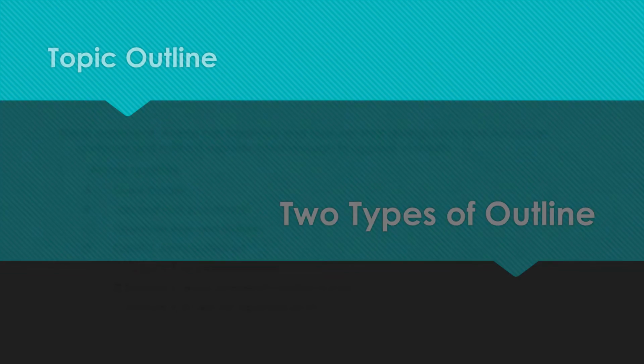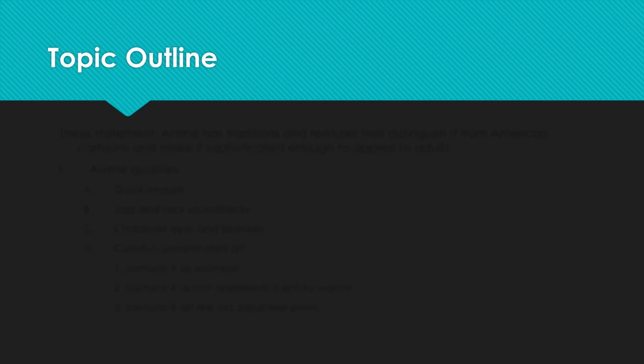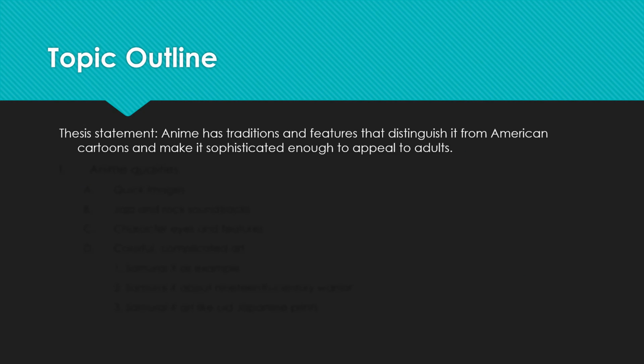Okay. And for the type of outline, if it's informal, you can use a topic outline. So let's have an example, like a thesis statement. Anime, let's talk about anime. Anime has traditions and features that distinguish it from American cartoons and make it sophisticated enough to appeal to adults. Do you agree? Yeah. Okay. Maybe most of you will agree because personally, I prefer anime compared with American cartoons.